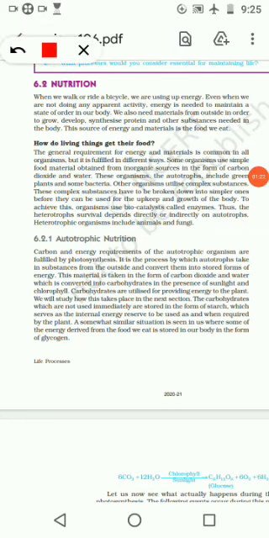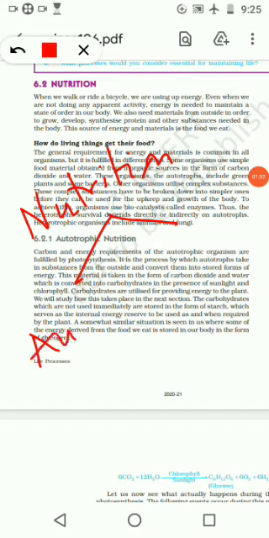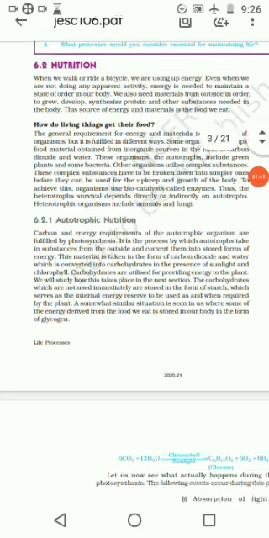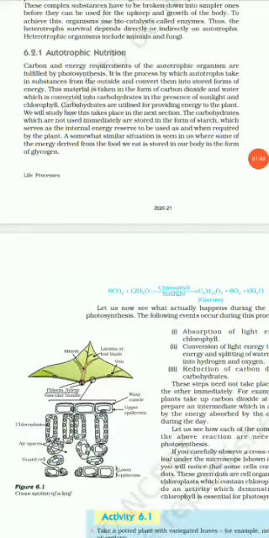Okay, so we said nutrition is of two types. One is the autotrophic mode of nutrition and one is the heterotrophic mode of nutrition. Okay, fine. So coming to the autotrophic mode of nutrition, the carbon dioxide and energy requirement of the autotrophic organisms are fulfilled by photosynthesis. It's a process by which autotrophs take in substances from outside and convert them into a stored form of energy. So this material is taken in the form of carbon dioxide and water, which is converted into carbohydrates.